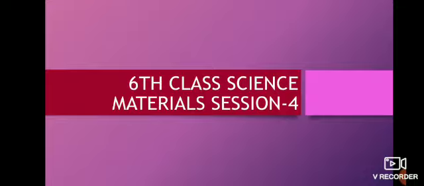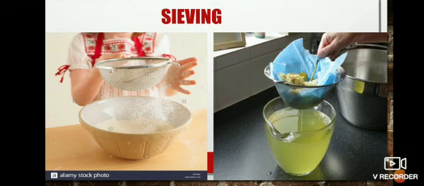Children, in the last session we learned about some methods of separation like hand picking, winnowing, sedimentation and decantation. Now let us see some more methods of separation in this session. Now let us see the next method of separation, that is sieving.